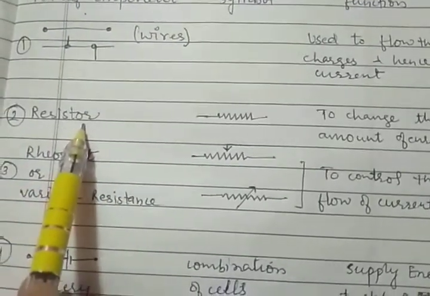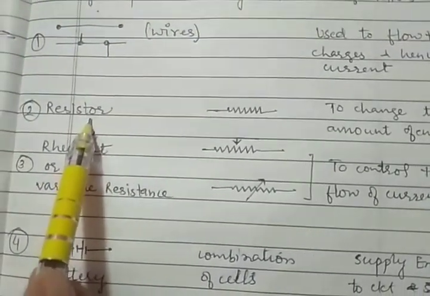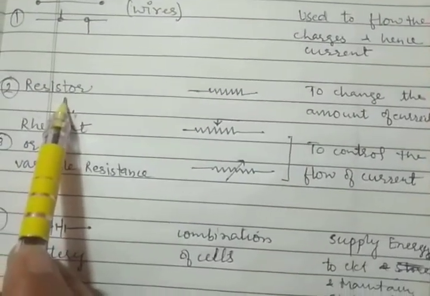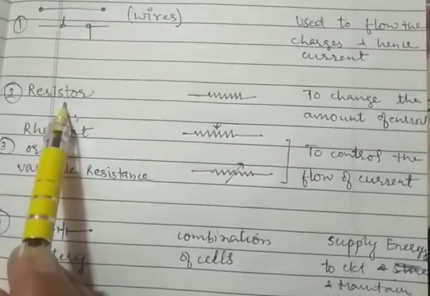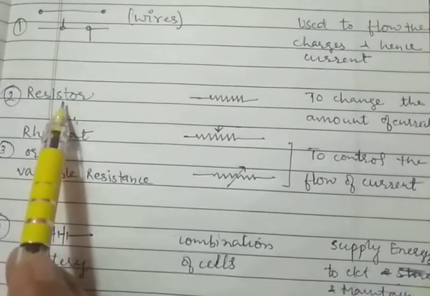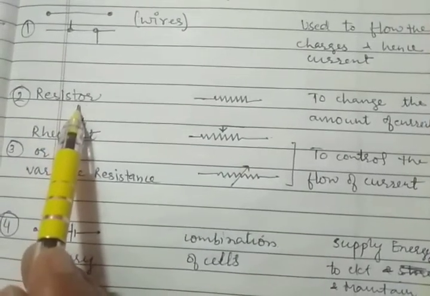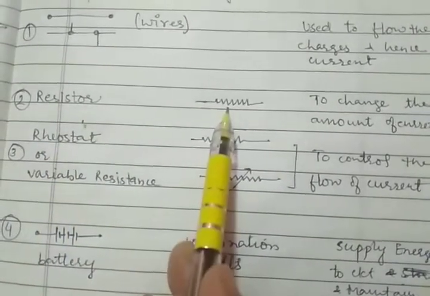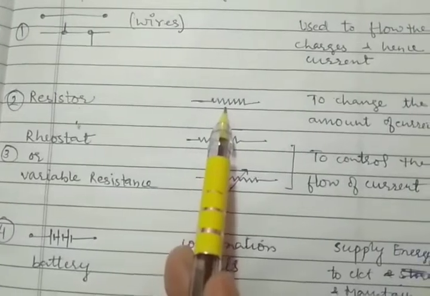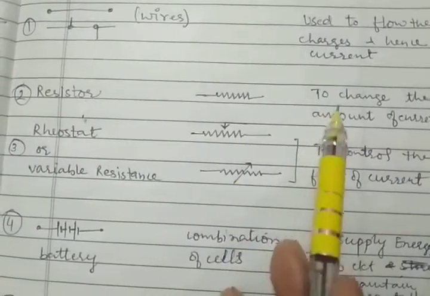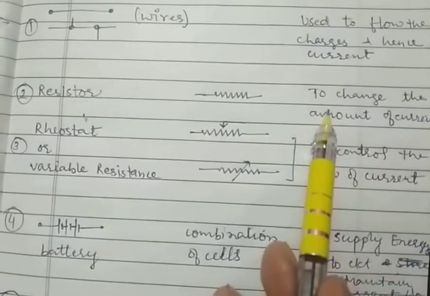One is the resistor having a fixed value, which is used to change the current in the circuit, because the resistor is the device which is used to hinder or resist the flow of current. This is represented by this symbol, and this is the fixed resistance, the constant value in the circuit, and it is used to change the amount of current in the circuit.